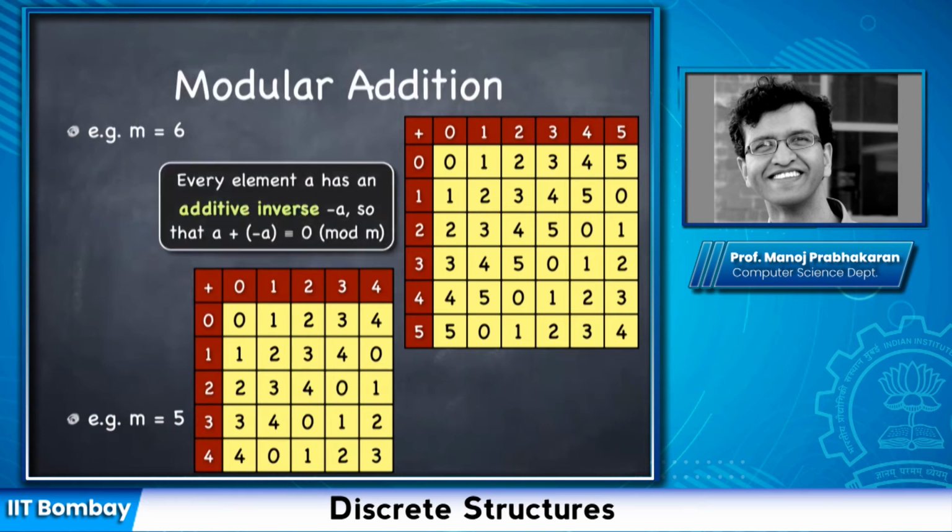And if you stare at it, you would start noticing various nice properties. Some of them are directly inherited from integers. This one is something that's there for integers also: for every integer, there is an additive inverse, minus a. Same is true for modular addition. So you take 2, its additive inverse is minus 2, but modulo 6, this minus 2 is the same as 4. So it's 2 plus 4, that is 0.